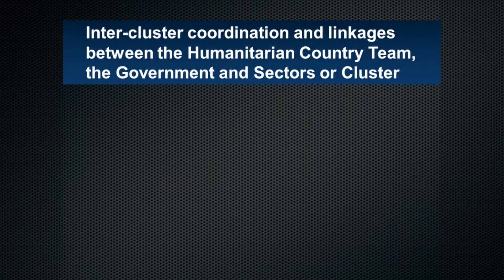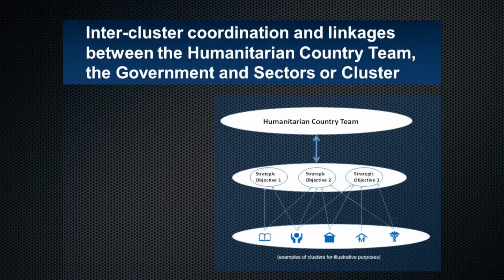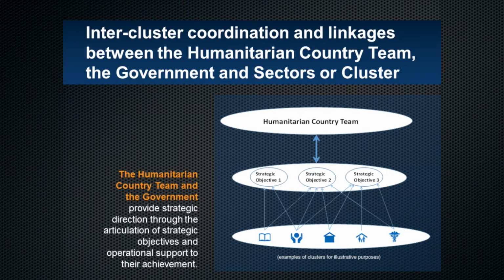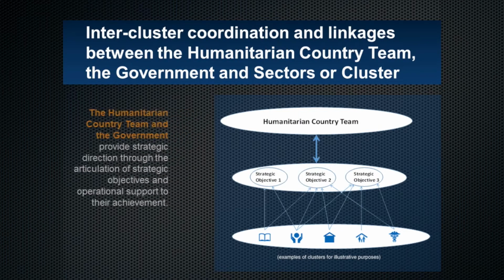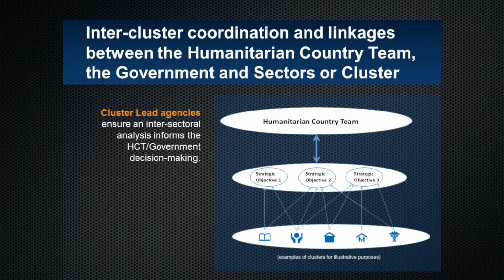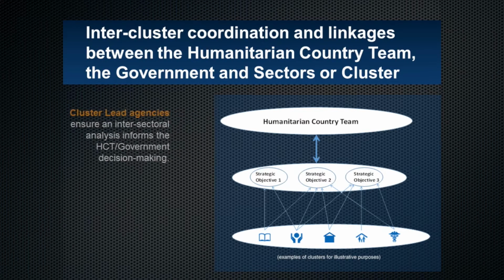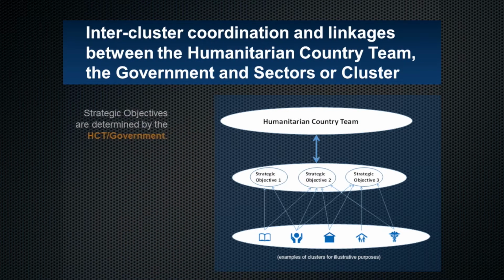The diagram below conceptualizes how different linkages are made between the different sectors and the HCT and government. The humanitarian country team and the government provide strategic direction through the articulation of strategic objectives and operational support to their achievement. Cluster lead agencies ensure intersectoral analysis informs the HCT or government's decision-making. Strategic objectives are determined by the HCT or government.